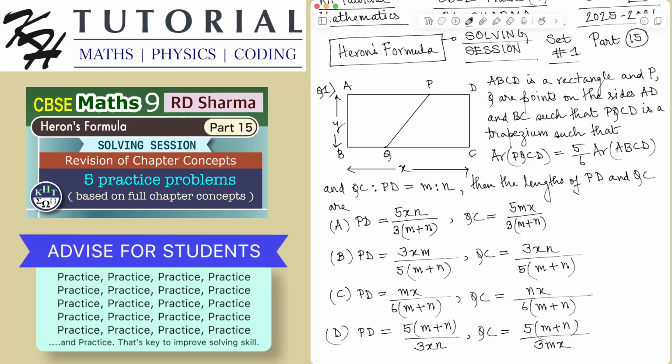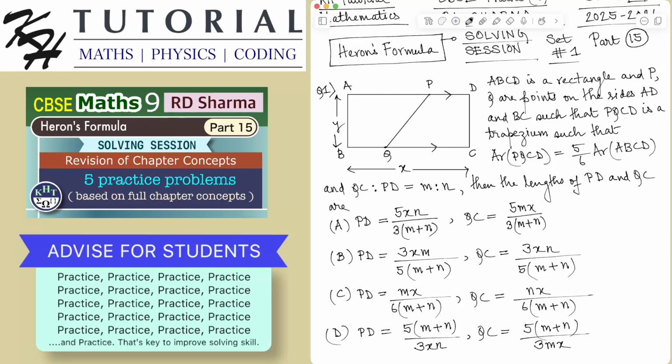Obviously, ABCD is a rectangle, and of course PQCD is a trapezium because PD is parallel to QC, and of course PQ and DC are not parallel.